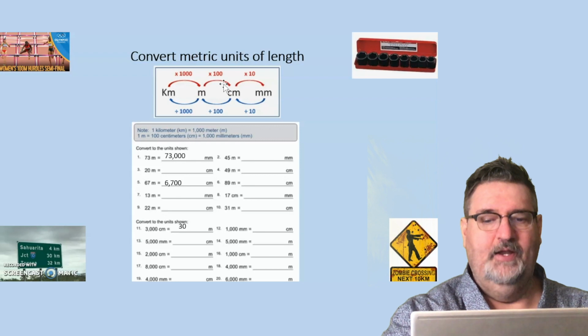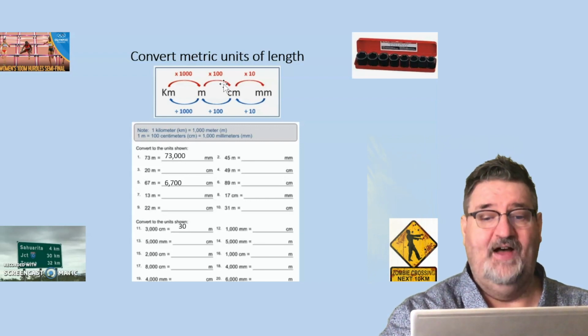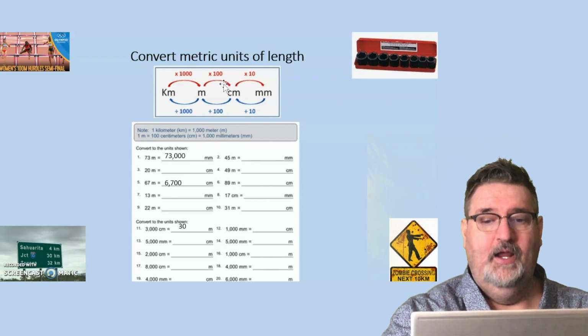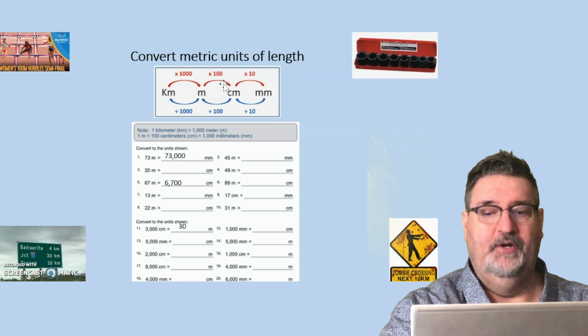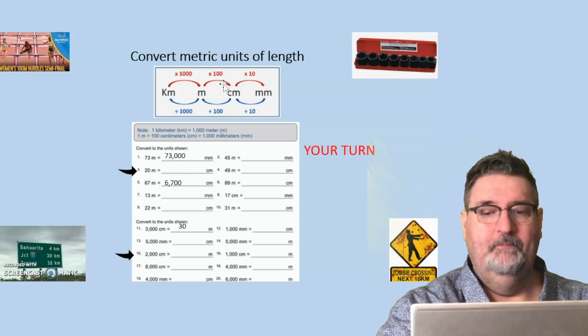On the next one, down below, number 11 is 3,000 centimeters to meters. So we're going from smaller to bigger measurements. And at that point, we need to divide. So 3,000 divided by 100 equals 30 meters.